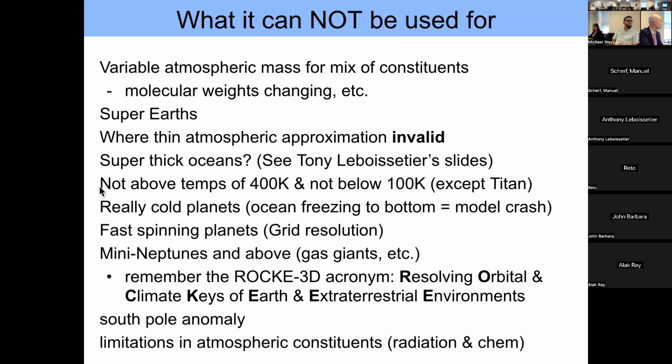I say here super Earths. We have done some super Earths, but there are limitations on how far we can go. The dynamics is a bit fussy about that. And as I say here, where the thin atmosphere approximation is invalid. So as I said earlier on, things like sub-Neptunes, mini Neptunes.